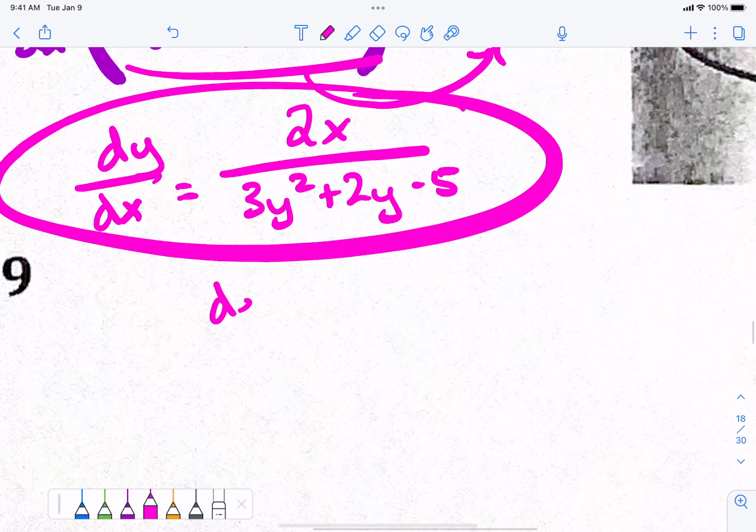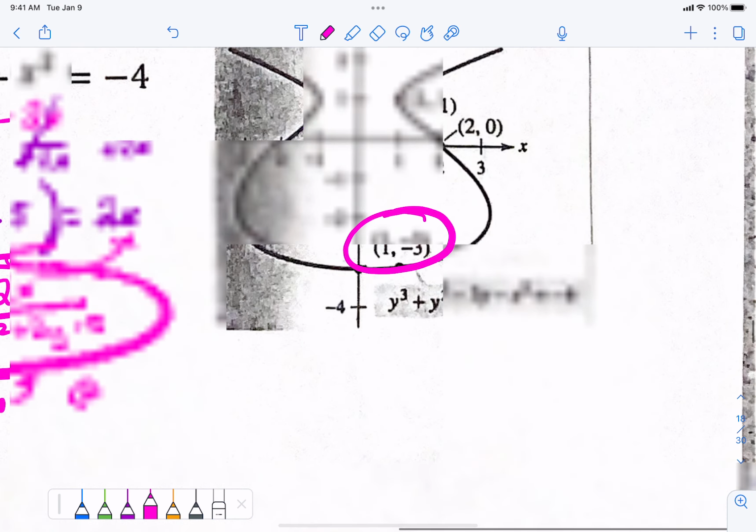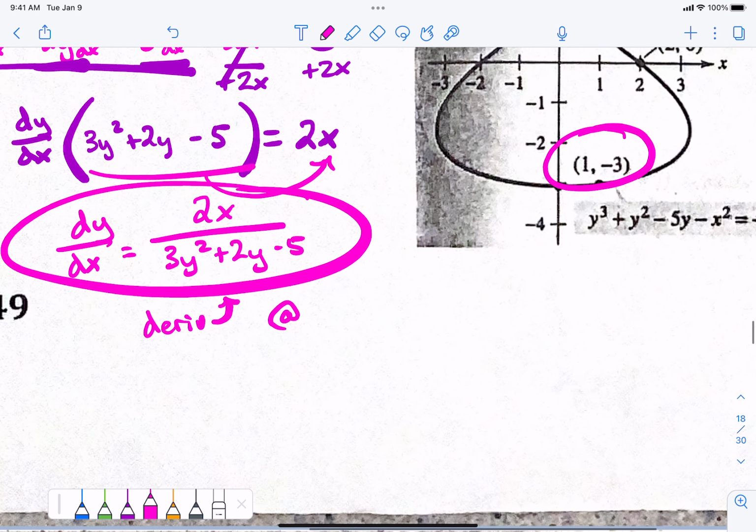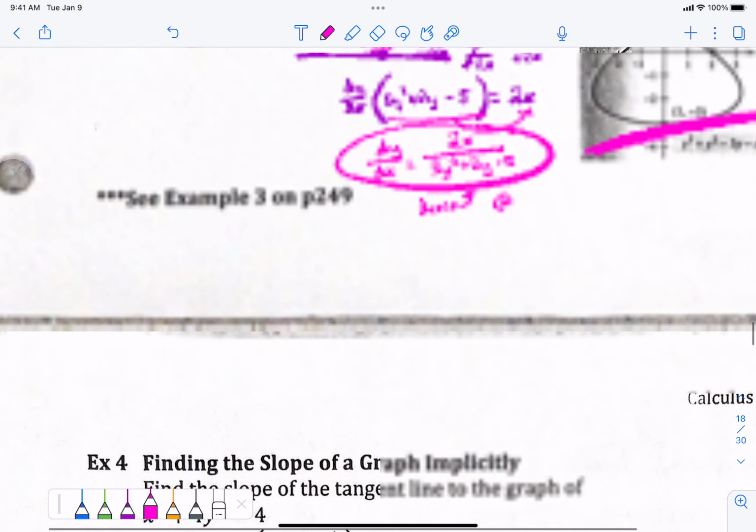Now, let's say they said, this is what my derivative is, and at a particular point, I don't know, 1, -3, I want to know what the derivative or the slope is at 1, -3, which is the slope of that line. Normally we just plug the 1 in because we don't have a y, but here we have an x and a y, so I would plug 1 and -3 in to find the slope of that tangent line or the derivative. This is not that bad.